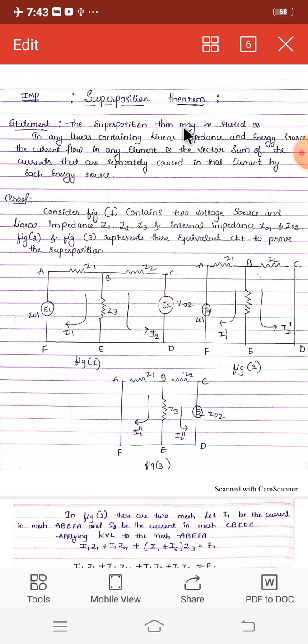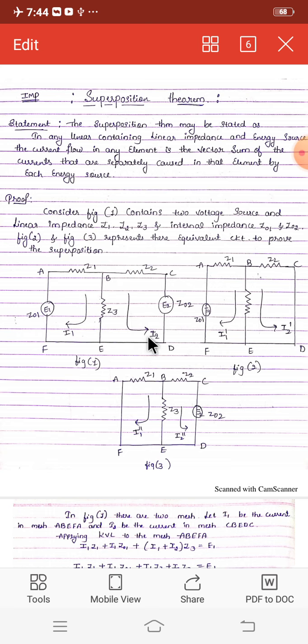The superposition theorem may be stated as: in any linear circuit containing linear impedance and energy sources, the current flow in any element is the vector sum of the currents that are separately caused in that element by each energy source. These are 3 diagrams. So this first mesh, second mesh, E1 and E2 both E's are there, that is superposition theorem only. First mesh, second mesh.